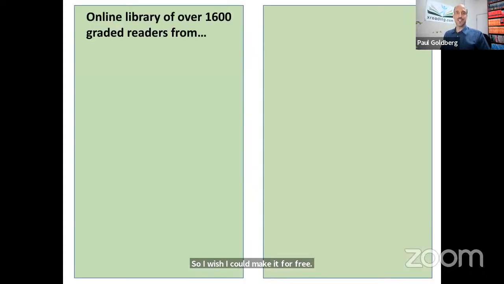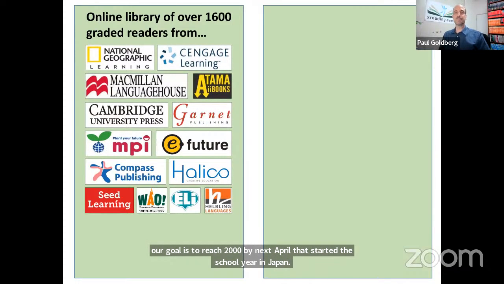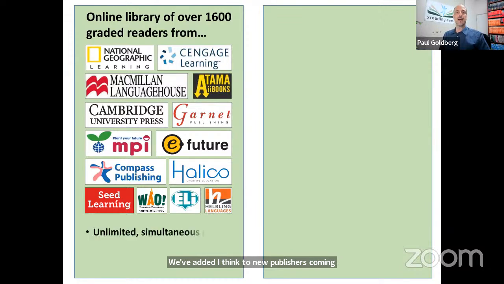A quick overview. It's an online library of over 1,600 graded readers. I can say now, actually 1,700. We passed that earlier this week. So I think it's 1,740. And our goal is to reach 2,000 by next April, the start of the school year in Japan. From almost every major publisher. We've added, I think, 2 new publishers, with more coming up very soon.